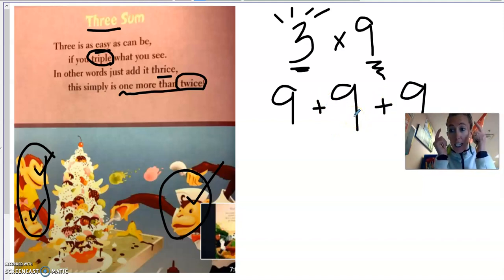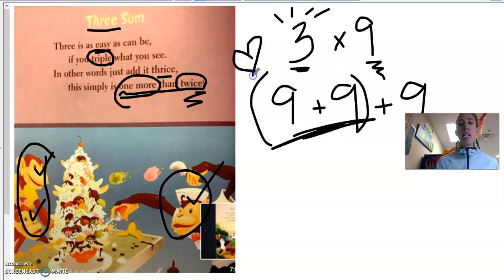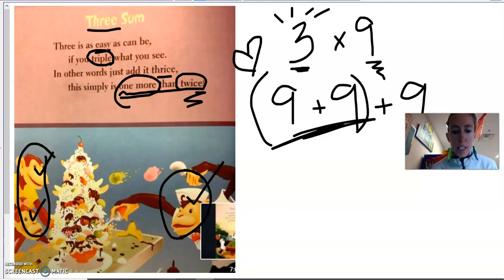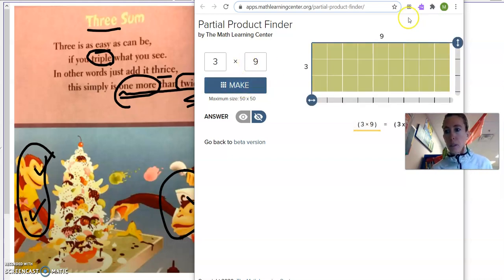Or you could think of it in a smart way, which is how they're explaining over here. This simply is 1 more than twice. Do you see where the double is? Boom. We have a double showing up right here, and doubles are our favorite. So let's check and see what this looks like on an array. I'm using a Math Learning Center app. Let's look at a 3 by 9. I'm going to make that. So here's my 3 by 9.